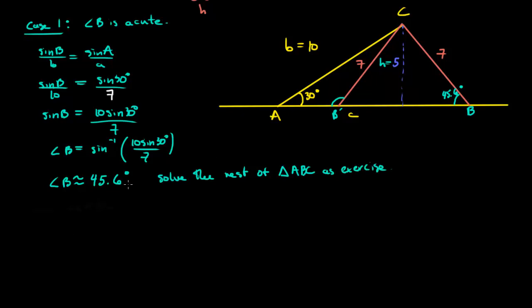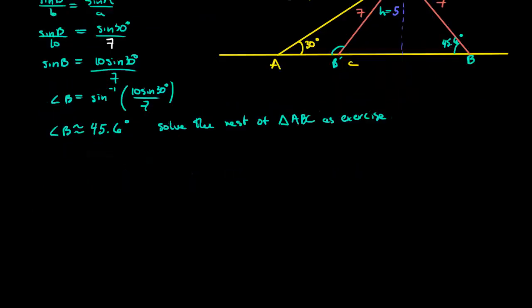So that's case 1, and from here it's pretty trivial to solve the triangle on your own using sine law. You could also use cosine law if you really wanted to, but it's more work. The fastest way would be to solve for angle C and side C. You get angle C by doing 180 minus these two angles, and then you can use sine law to solve for this length C. So I'll leave that as an exercise.